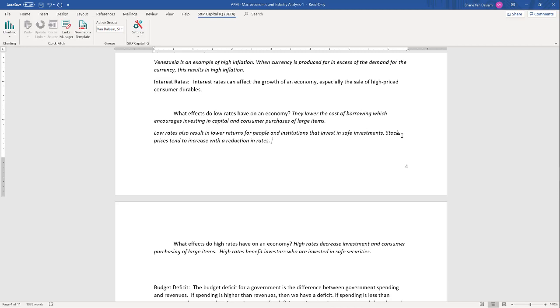Because again, it spurs investment, and it also lowers the interest that companies have to pay on their debt, so there's more cash left over for investors to receive. High rates generally have the effect of lowering stock prices. Sorry, let me change that. Increasing rates.